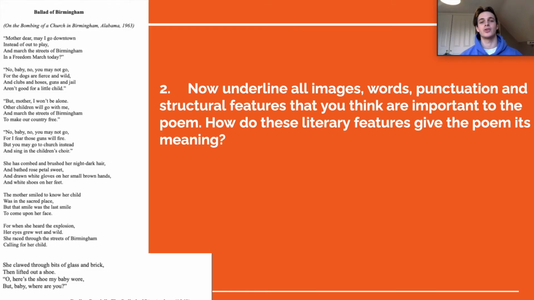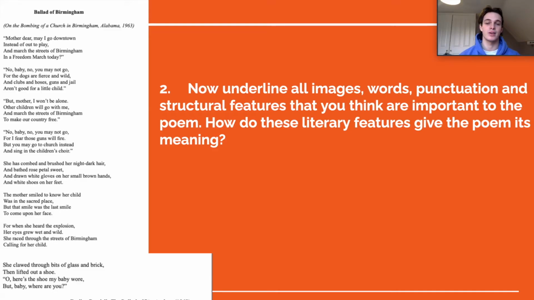Now, the second thing to do when you're analysing this poem is read it again and underline all the images, words, punctuation, structural features, things like that you think are important to the poem, and how these help the poem gain their meaning. For example, we know that this poem is a ballad, right, which is a type of song, sung in verse. So we can think about how the rhyme scheme affects this. In addition, we can think about things like imagery, okay?